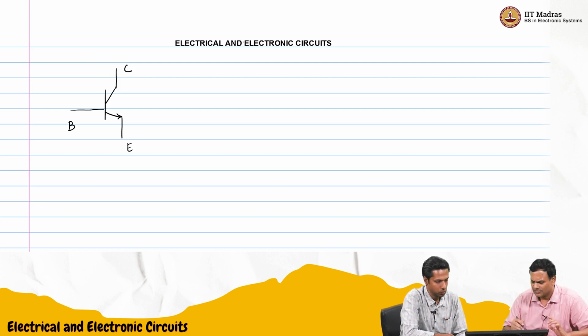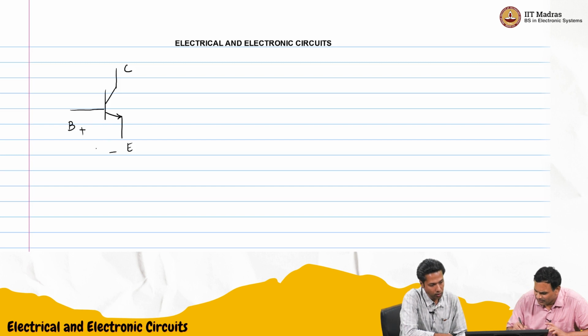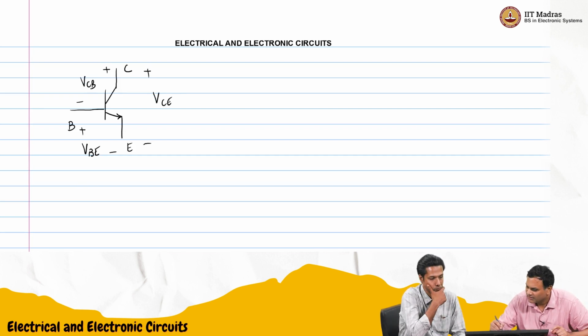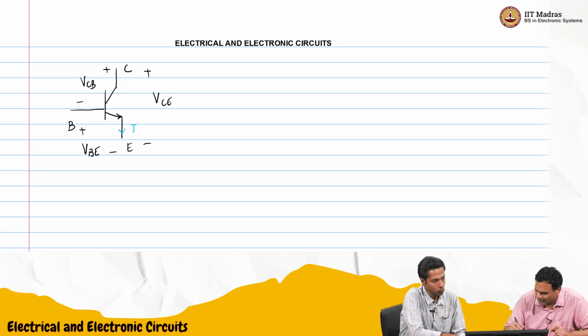So we have VBE, we have VCE, and we have VCB also. We will also have currents. I'll mark them with a different color. So we have the emitter current, the collector current, and the base current. So we have marked all the currents and voltages in the device.